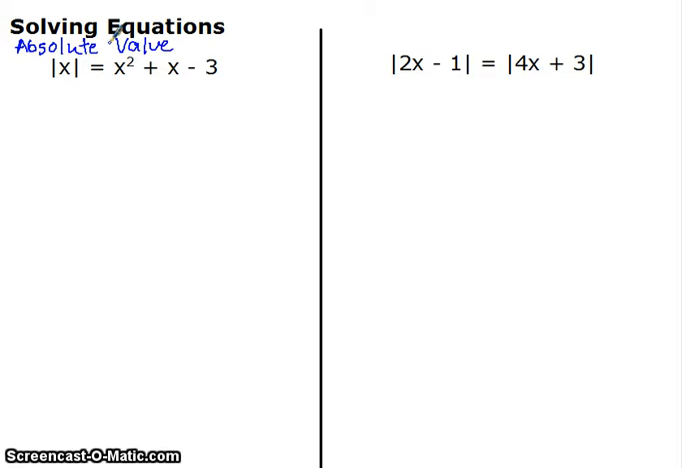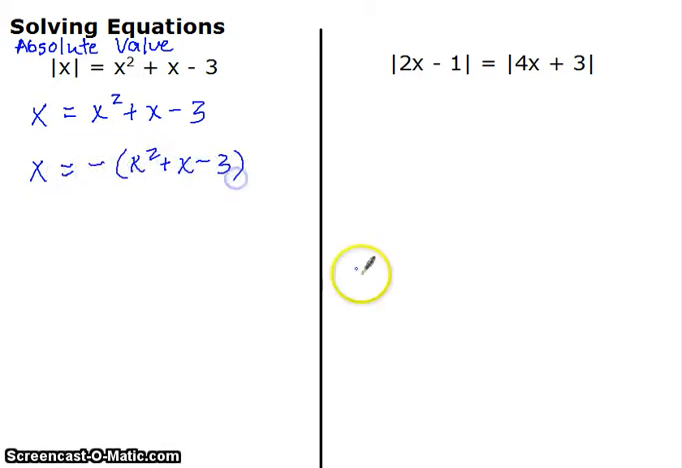So in that line of thinking, there are going to be two different ways to solve this. Absolute value of x equals this. That means that x equals positive this whole thing over here, and that's basically the problem written before you. Or x equals the negative version of that, x squared plus x minus 3. So we have two different equations we need to solve.